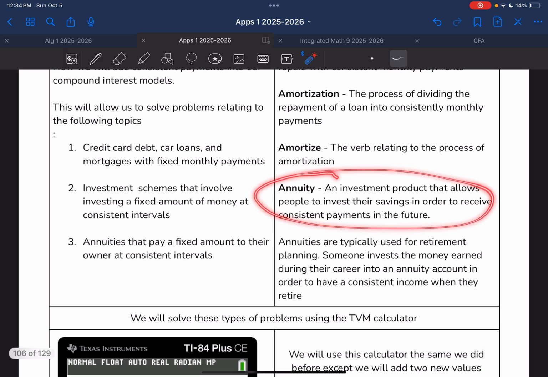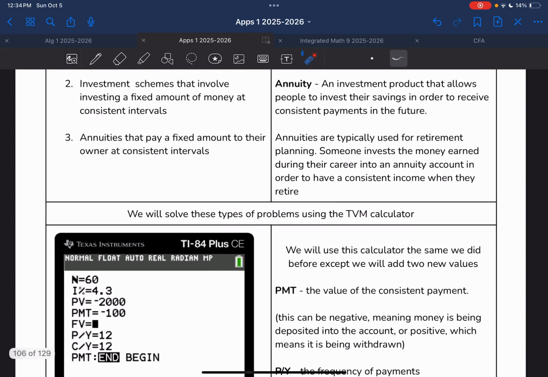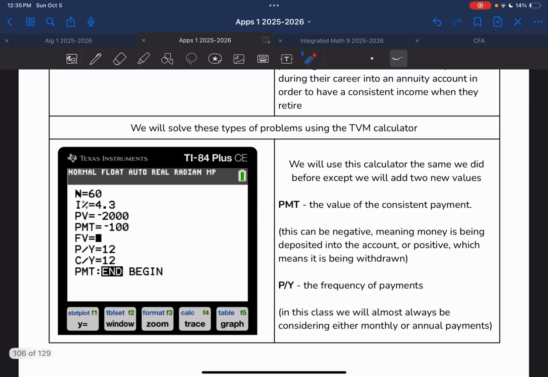And we'll also be talking about annuities, which is an investment product where people basically invest money into it and then they retire. And when they retire, they get fixed payments from it. So it's a way to smooth your income throughout your lifetime, where you take a little bit less income now because you're putting money into this account, but then when you retire, you have consistent payments from it. So it's a very common retirement strategy, and we're going to be studying how that works. And the good news is we can do all of this right in our TMV calculator.